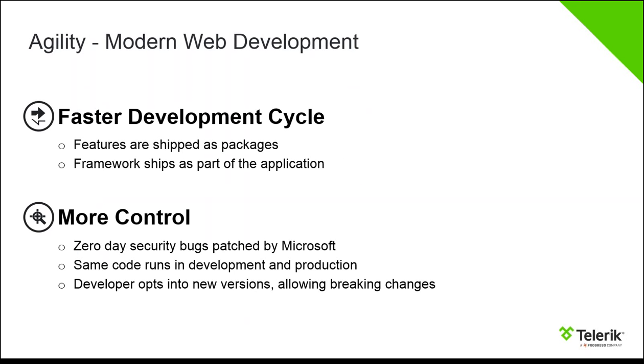So let's spend maybe another 5 minutes or so delving deep into each aspect of it. So agility: when it comes to agility, we need faster development cycles. So how is ASP.NET 5 going to help you? Now everything in ASP.NET is going to be shipped as packages. Until and unless you ask for it, it won't be available.